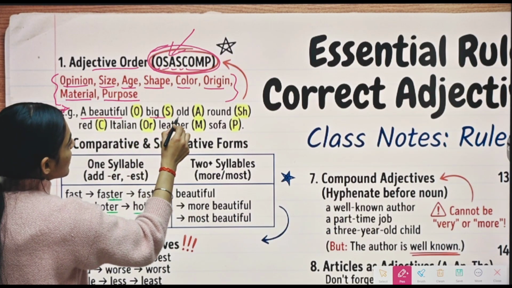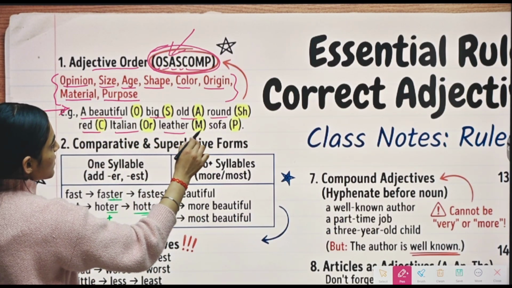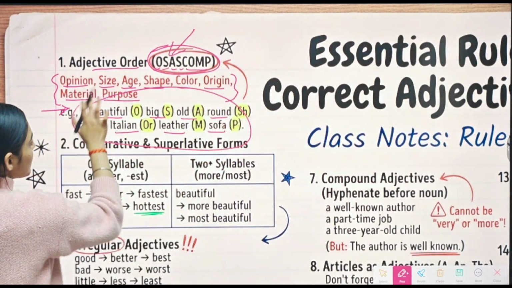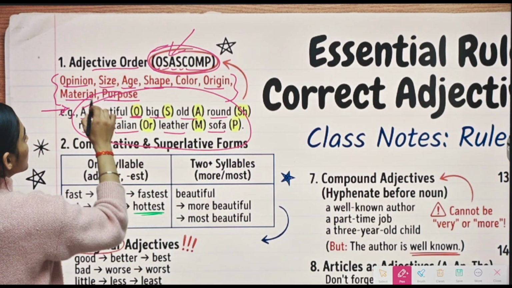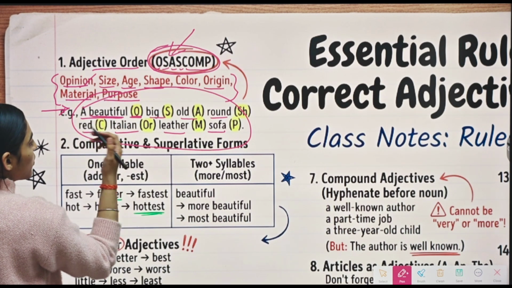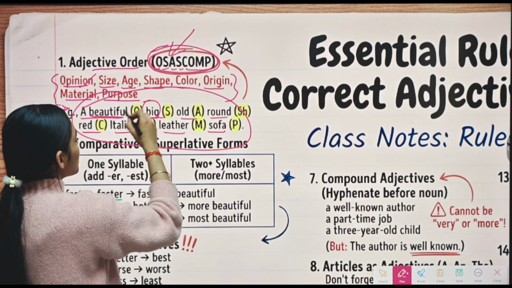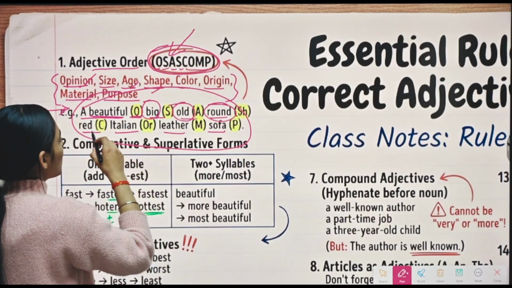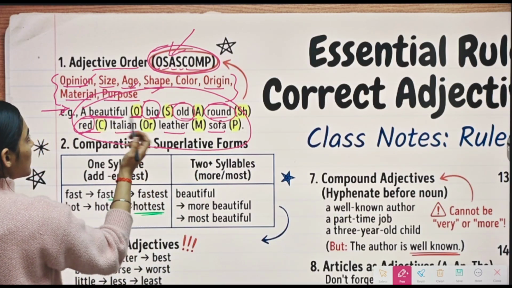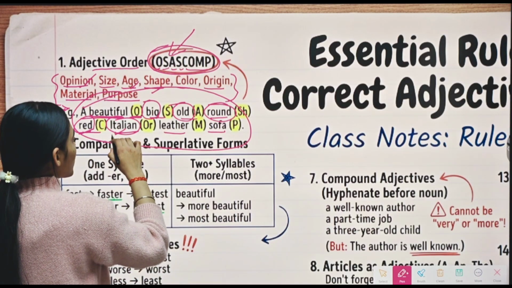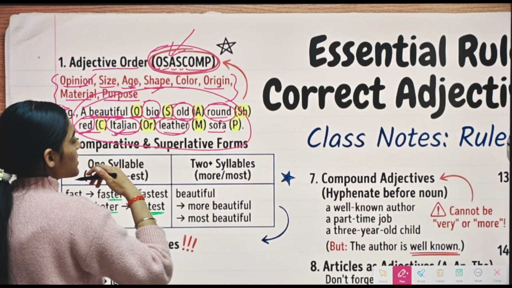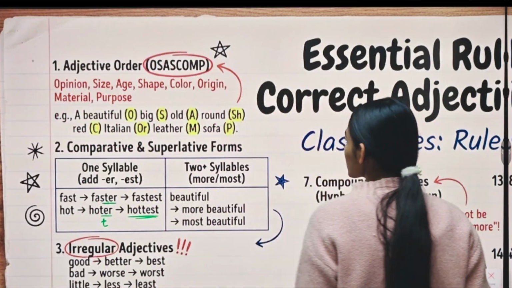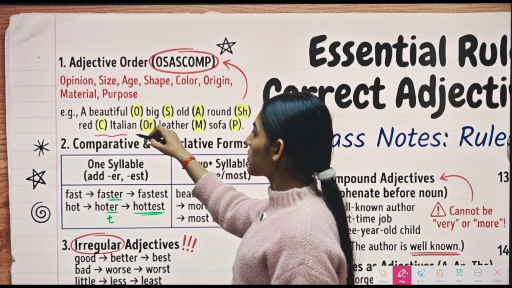So here we have an example. A beautiful, big, old, round, red Italian leather sofa. In this sentence, we have a lot of adjectives, as you can see. First will be the opinion. It looks beautiful. Then the size is big, and age, it's old. Then we have shape, the shape is round. Then the color is red. Then the origin, it belongs to Italy, so we have Italian. Then the material is leather. Then the purpose is of sofa. So like this, in the sentence it will be used.